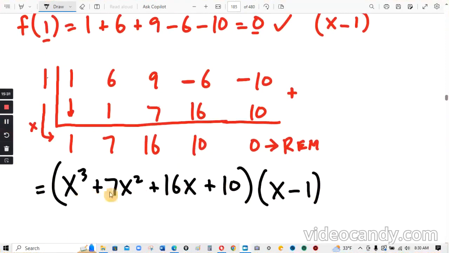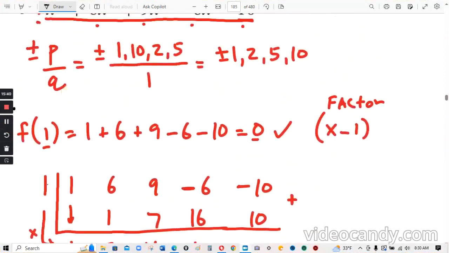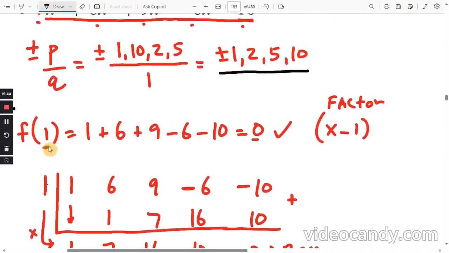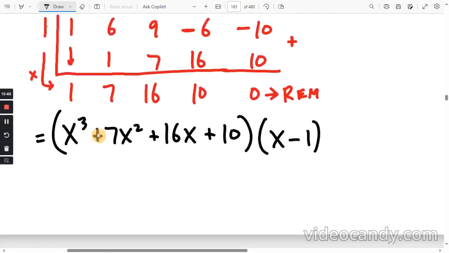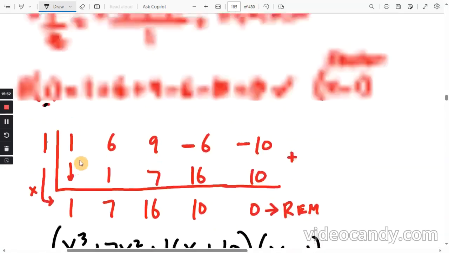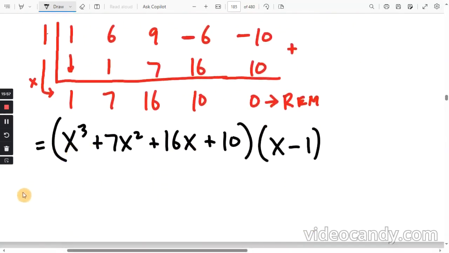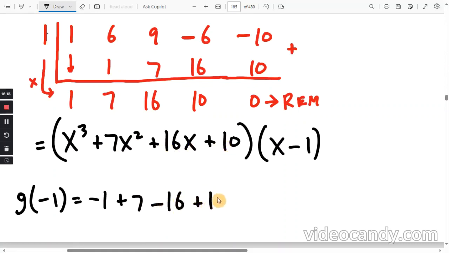All right, so now we have to find the zeros of this part right here. Obviously, the zero here is just 1. We need to do this again here. The possible zeros are right here. All right, we already tried positive 1. Let's try negative 1. All right, so for this function right here, I don't want to call it f again. So this function right here, I'll just call it g. All right, we're just plugging in negative 1 in this case, because we already did positive 1. If we plug in negative 1, negative 1 cubed plus 7 times negative 1 squared, that's going to be positive 1 times 7. Plus 16 times negative 1 is negative 16 plus 10. And that equals 0. All right, so since we did negative 1, now we have x plus 1 is also a factor.